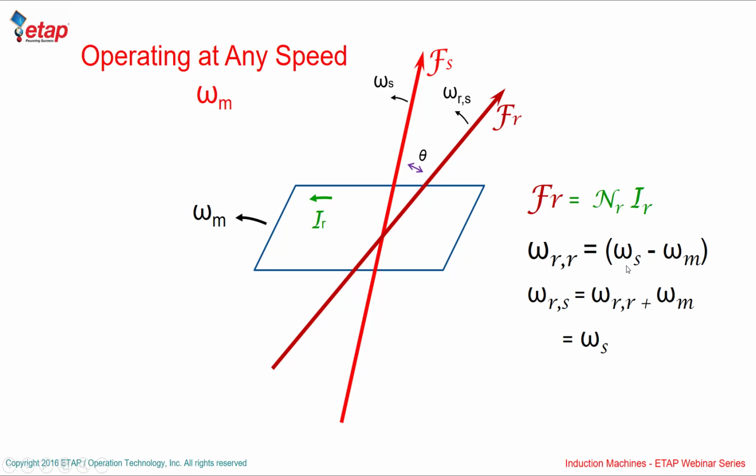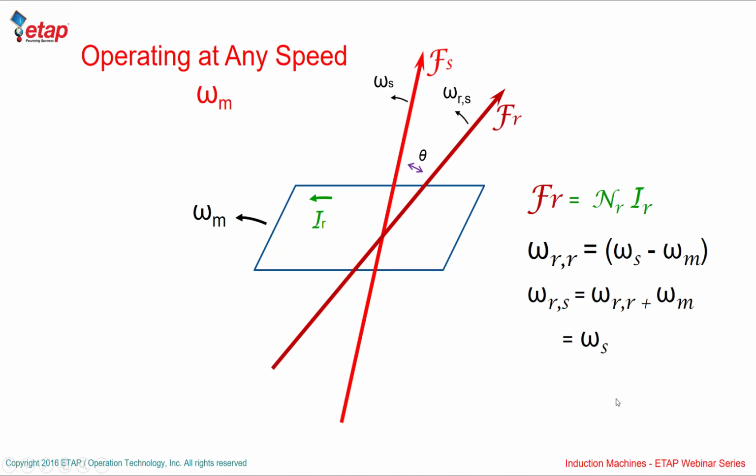And that would be omega s minus omega m, the difference between omega s and the speed of the rotor. Of course, if omega s and omega m are equal to each other, we are not generating any MMF in the rotor, and therefore omega rr would be 0. Now, the speed of omega r with respect to the stator is omega rr with respect to the rotor plus omega m. And if you substitute that here, you get omega s. So now what is happening? We get two rotating magnetic fields which are both running at the speed of omega s.